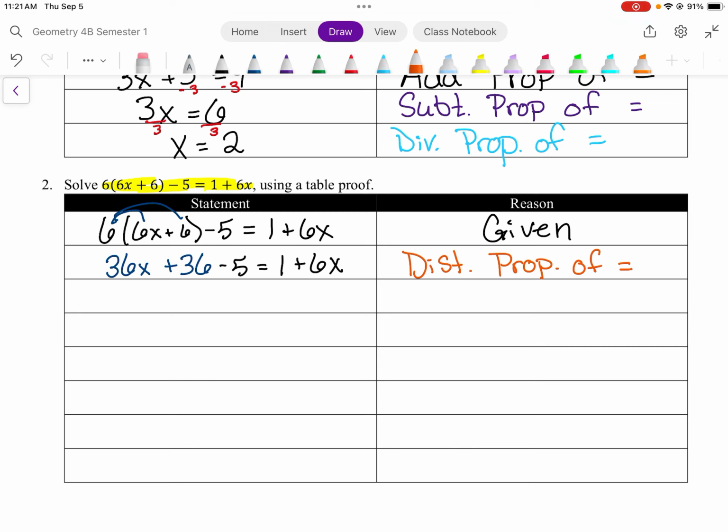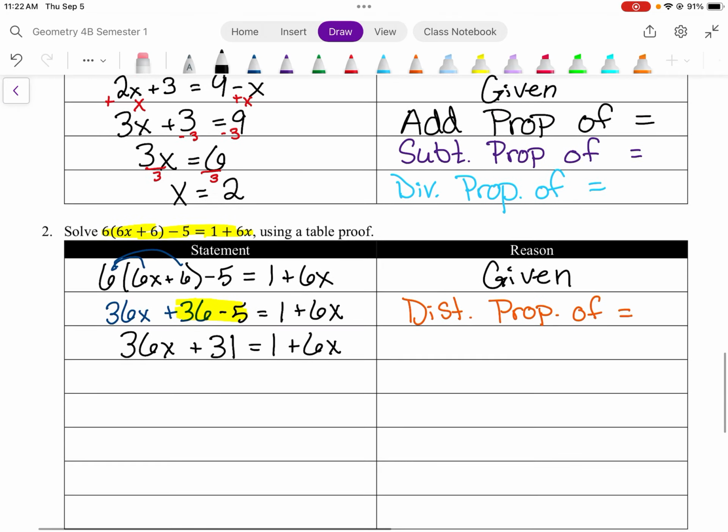Now looking back at my equation, the next thing I would want to do is combine any like terms that are on the same side of the equal sign. So on this one, we are able to combine this 36 minus 5. So we'd still have 36x, and then those combine to 31, and it's still equal to 1 plus 6x.